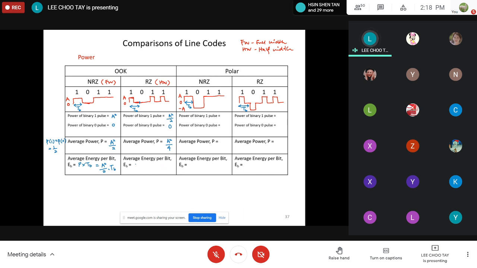And what is the average energy per bit? That is A square over 4 times TB.